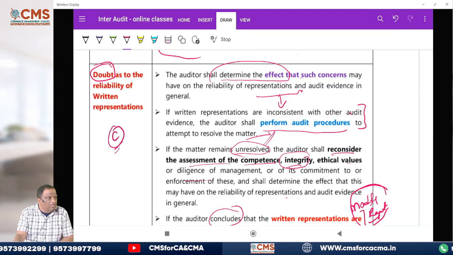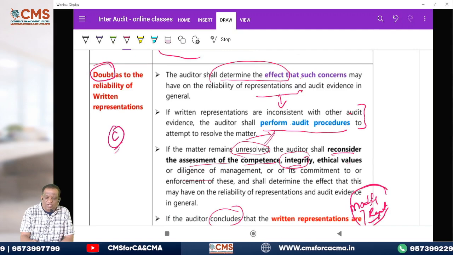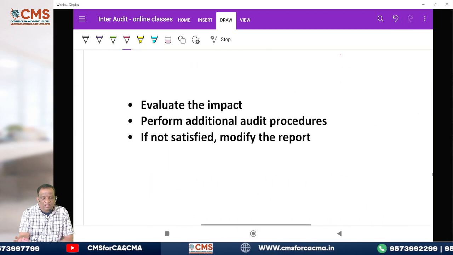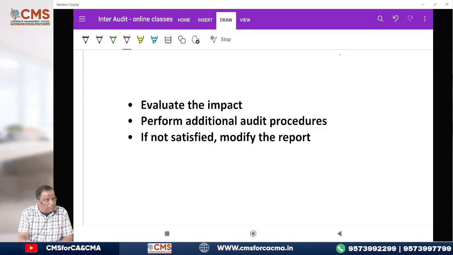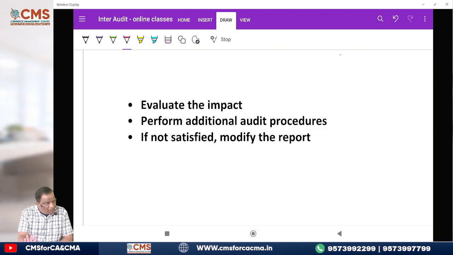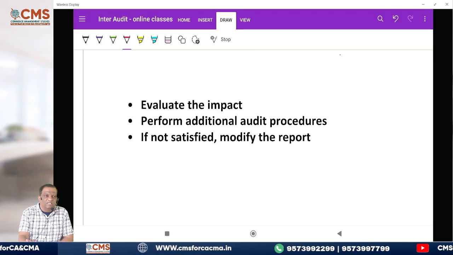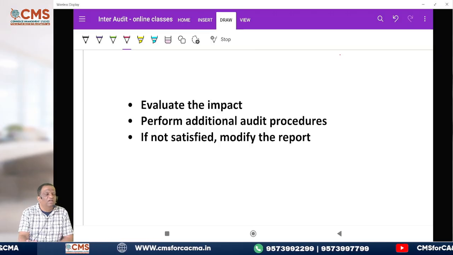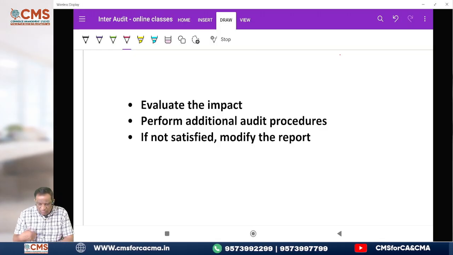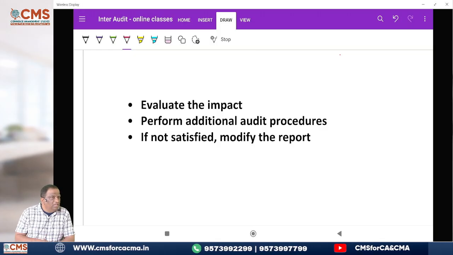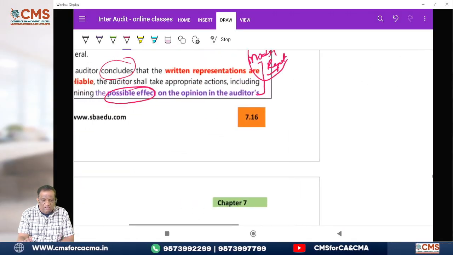Management can give anything. So whenever there is a doubt as to the written representation, what should an auditor do? Three things. Evaluate the impact and perform additional audit procedures wherever possible, and if not satisfied, modify the report. That's all. These final steps are always for when I have a doubt on the written representation. Evaluate the impact and see whether any additional procedures can be done. If that is also not possible, modify the report.